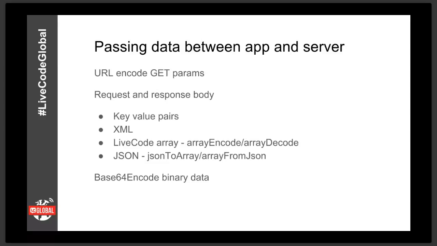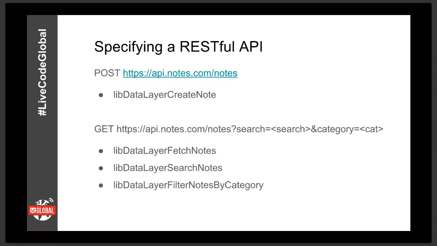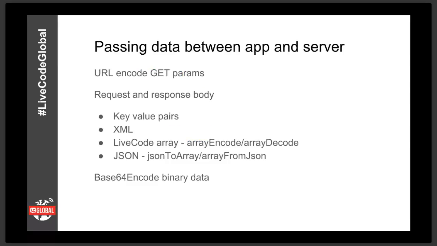And then with the request and response body, well, this time we need to determine how we want to pass the data to the server. So if we go back here, when we're creating a note, for example, we're posting to the data layer's create note. We're posting to api.notes.com/notes. We're posting data, but what format is that data? Well, the simplest way, and the way that I showed earlier, was in key value pairs. So title equals, ampersand, body equals, and the server parses that. Now that works pretty well, but it's a little bit limited.